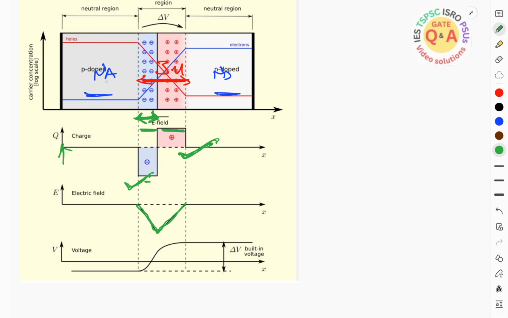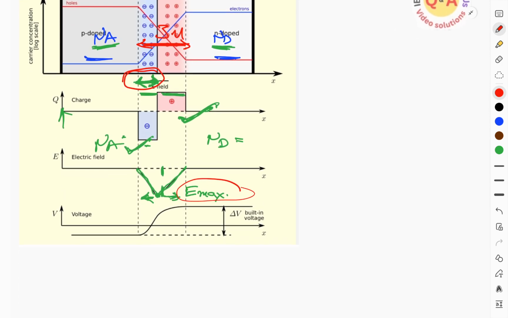If you dope with the same number of Na and Nd, meaning both are equal, then the maximum will be exactly at the middle point of the depletion region. But depending on the doping values of Na and Nd, the maximum position is shifted left or right, but it will be present within the depletion region only. So we need to find these two things: the maximum electric field and the depletion width on the P side, Wp.